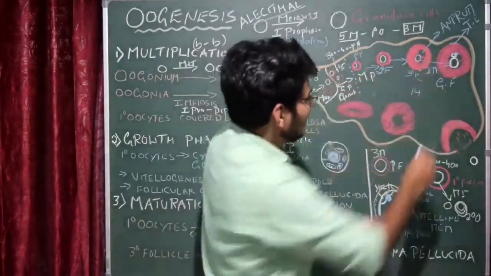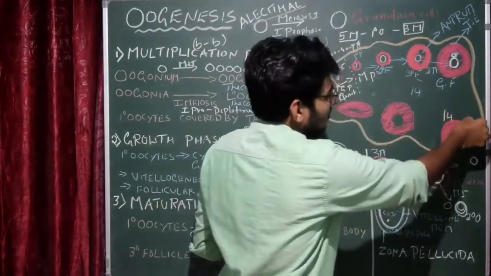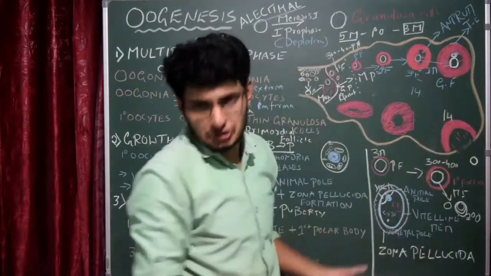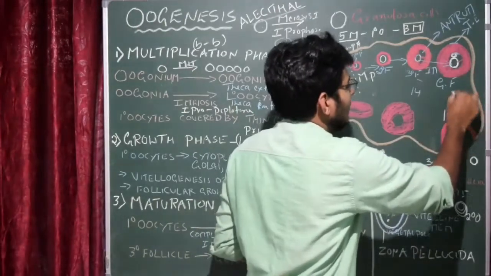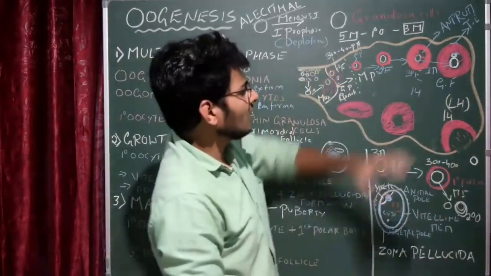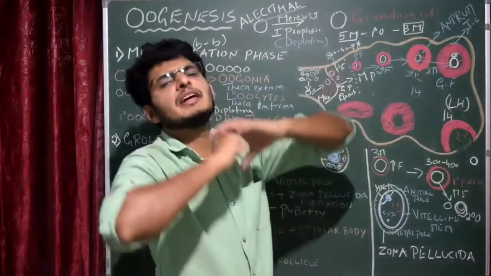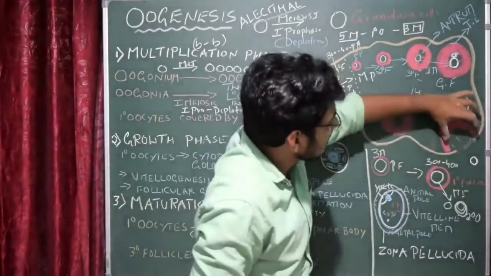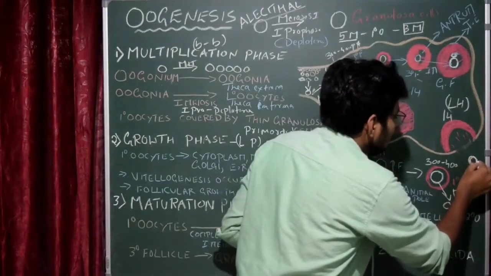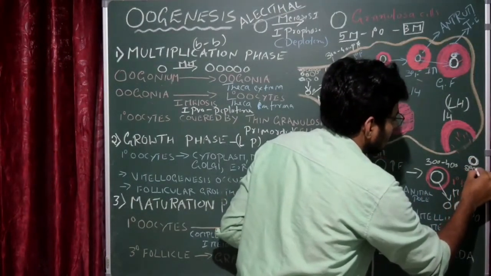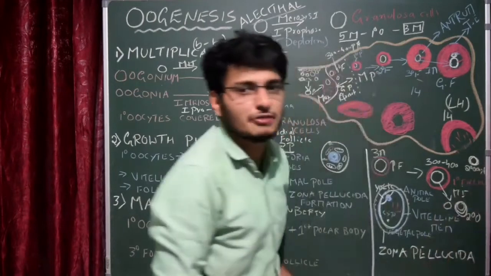And now on exactly the 14th day, the same Graafian follicle ruptures because of the hormonal activity, particularly the hormone LH, luteinizing hormone, which actually acts on the Graafian follicle and makes it rupture, and as a result, from the ruptured Graafian follicle, only one cell will be released. What is that cell? Secondary oocyte.